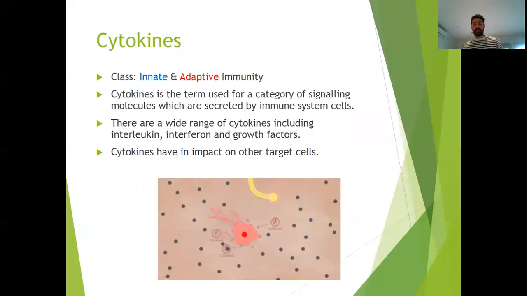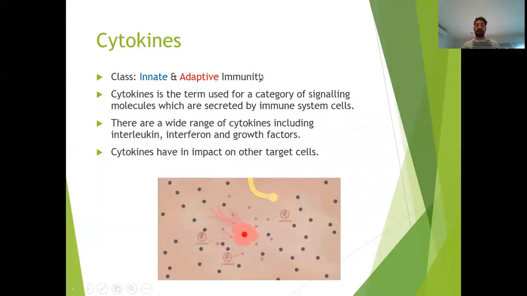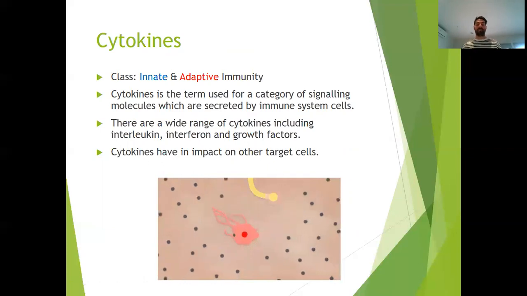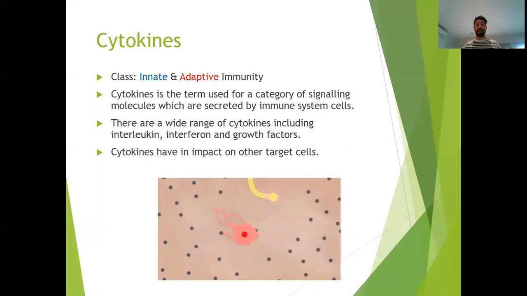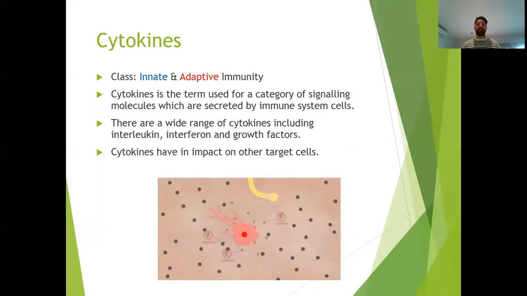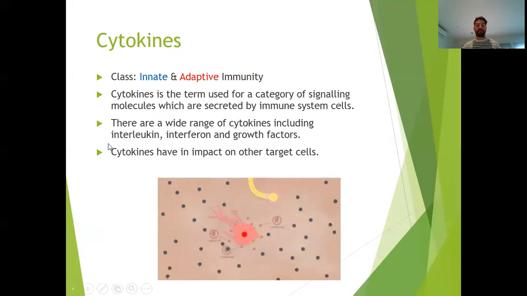So cytokines, first of all, they're just a signaling molecule, and you can see they're involved in both the innate and adaptive immunity. So these are our ligands. And when we were talking about signaling molecules, this is the signaling molecule for the immune system. Now, cytokines is just the name for the category, but within cytokines, we've got cytokines such as interleukin, interferon, and growth factors. They're just examples of cytokines.